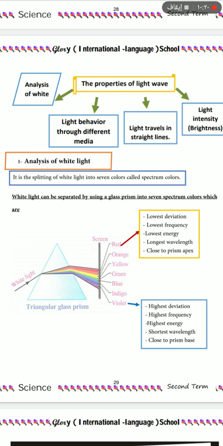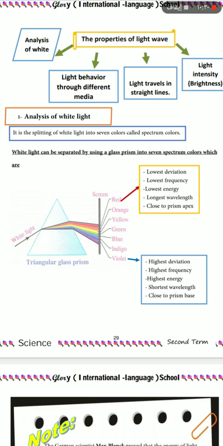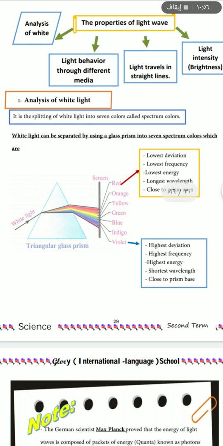Can you say the names of these colors? I think you can. Now we are talking about the deviation of these colors too, and it starts with the red. It has the lowest deviation, and finally violet has the highest one because of the increasing of the frequency too. So we have an inverse relation between the frequency and the wavelength. So the wavelength has the lowest value with the violet, but it has the highest with the red.